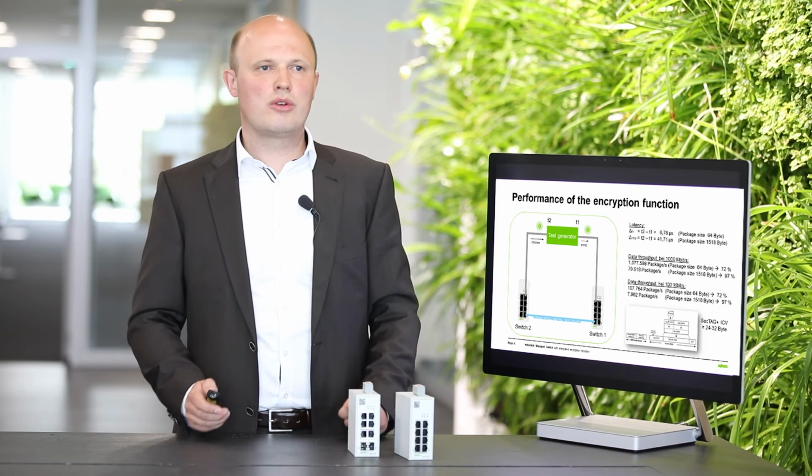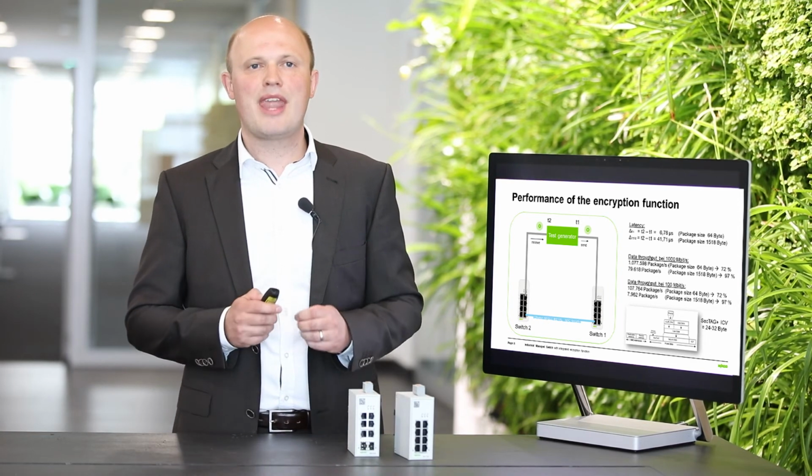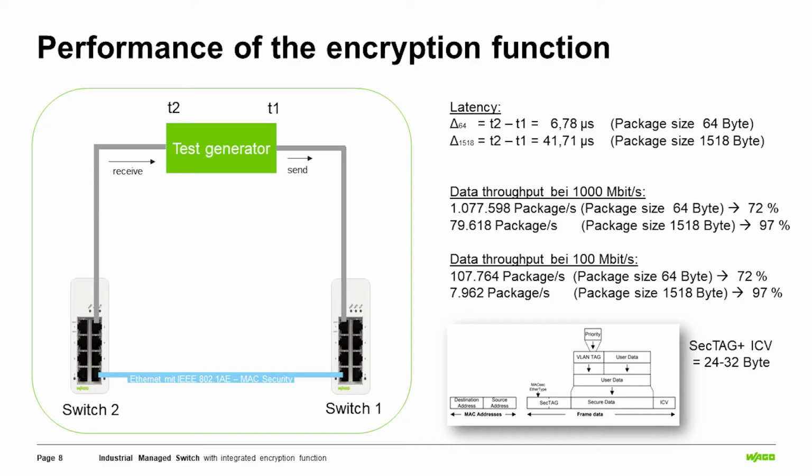And now I will explain what happened. If you look at this topology, a test generator is sending a data package to switch 1. The switch will do an encryption, and then the data package will be sent back to the test generator. And now we look at the time.